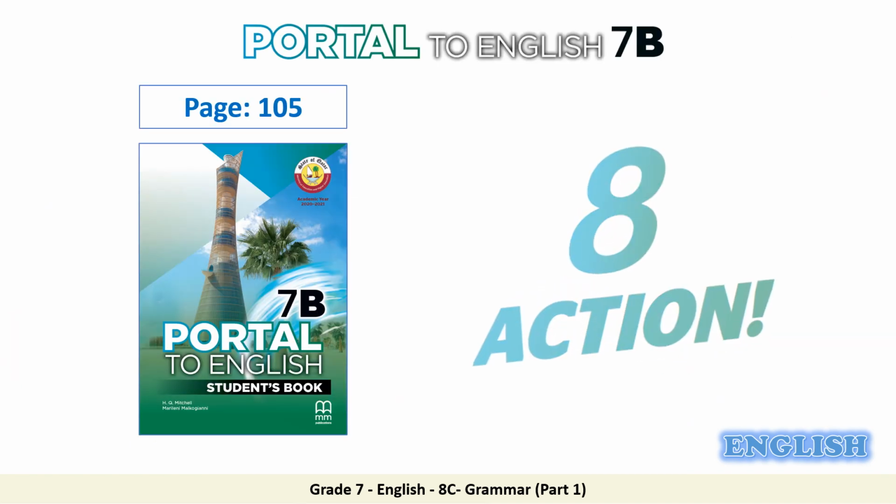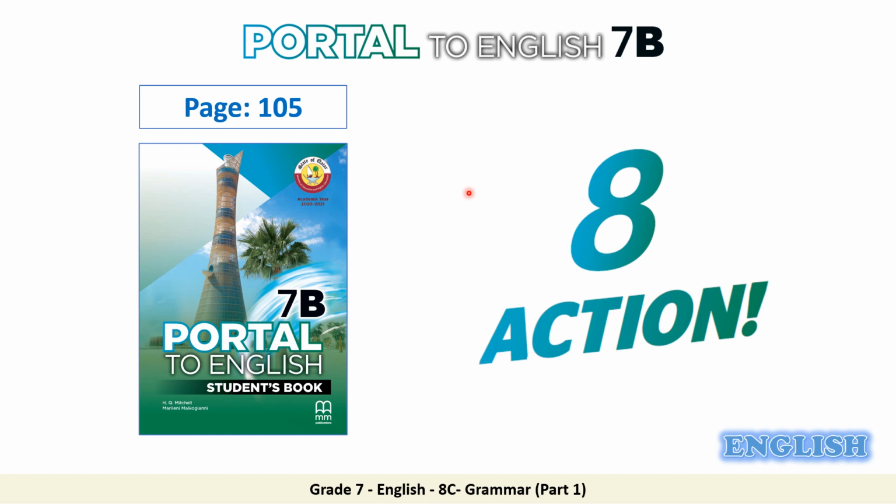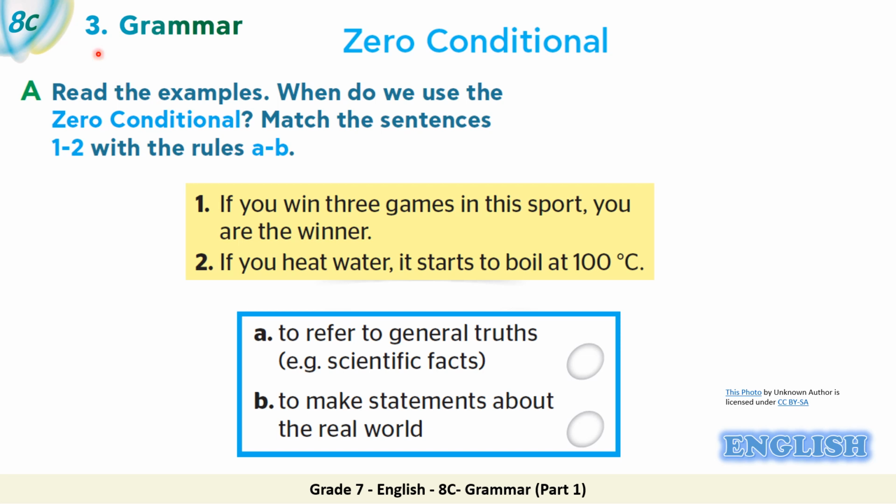Now, could you please open the student book and turn to page 105. Let's move to activity 3. Grammar. Zero conditional. Exercise A. Read the examples. When do we use the zero conditional? Match the sentences 1 and 2 with the rules A and B.